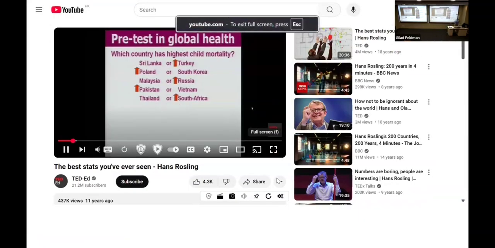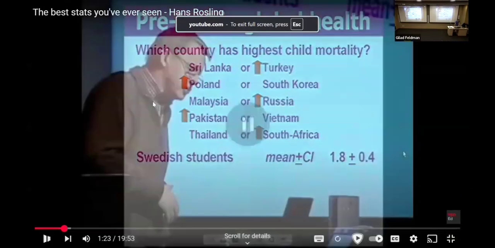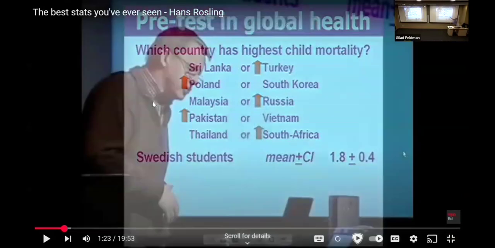Russia, Pakistan, and South Africa. And these were the results of the Swedish students. You can see that he had a question: which country has the highest child mortality? And he gave people two options, for example, Sri Lanka or Turkey. And he asked them, please tell us which country. And then he showed that Swedish students get only 1.8 out of 5 correct, which is very, very low.